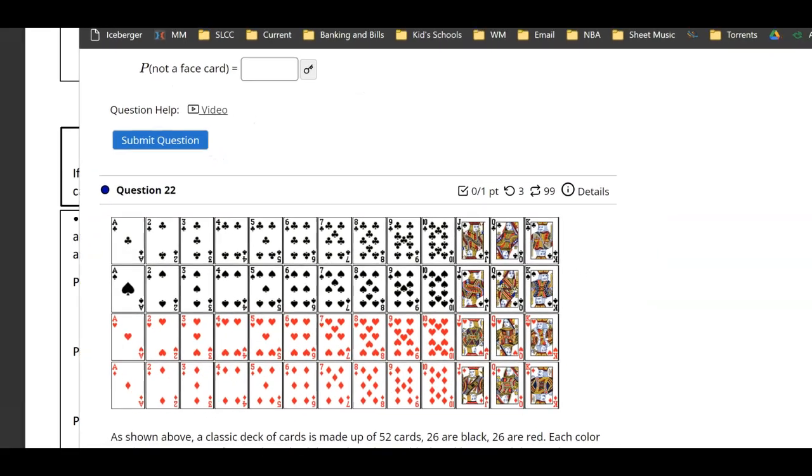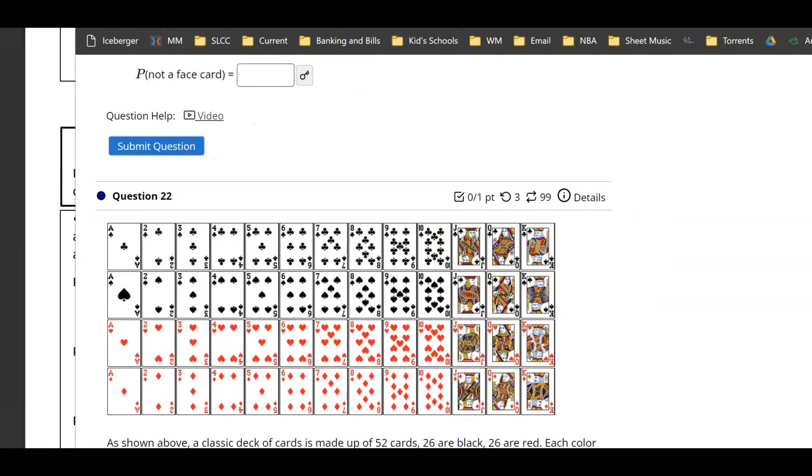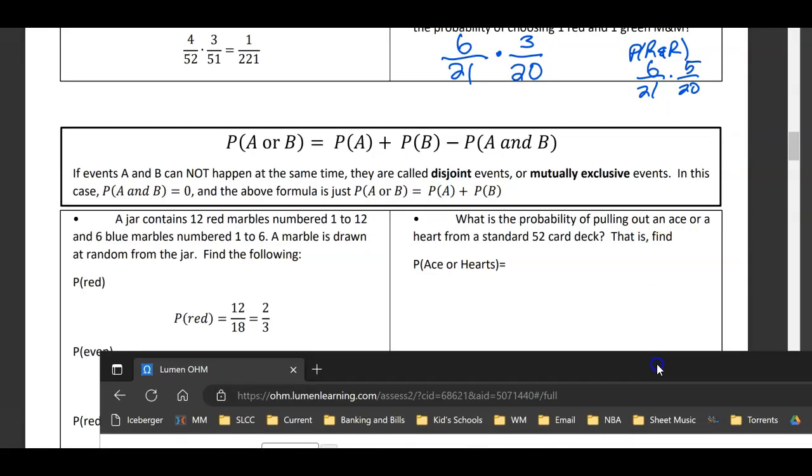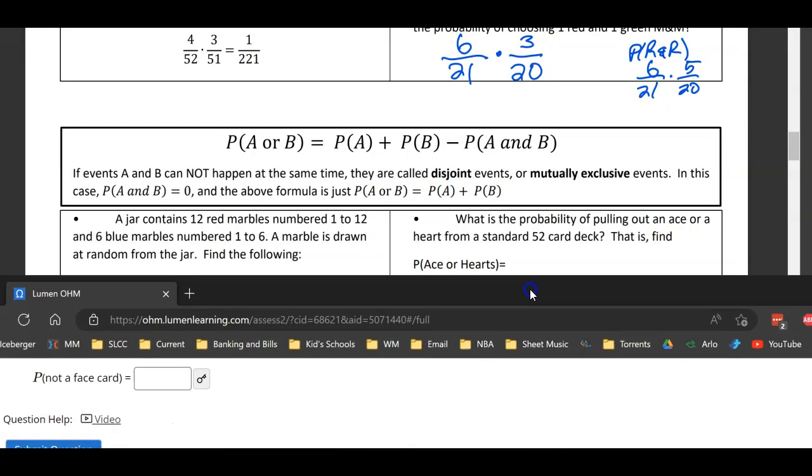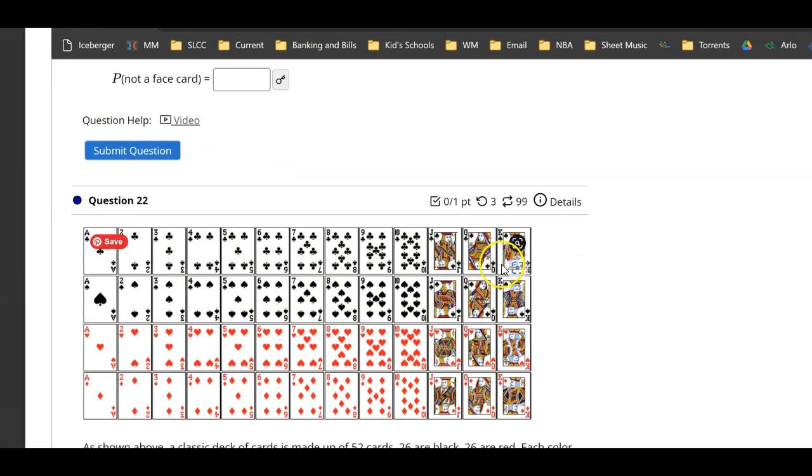So this is the sample space of a deck of cards. It's all the possible cards in there. And we want to know the probability of ace or hearts. So there's a combined total of 4 aces. And there's a combined total of 13 hearts.